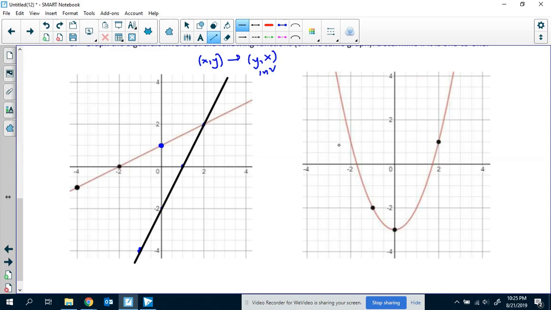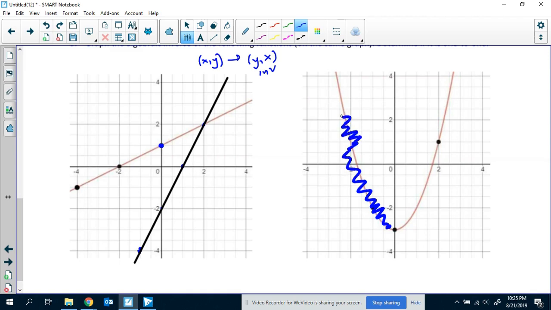Over here, notice that this doesn't pass the horizontal line test. That's a big problem. So since this doesn't pass the horizontal line test, what I'm going to have to do is restrict the domain. So I'm going to restrict everything. I'm going to pretend like this doesn't exist, unless I wanted to do an inverse relation, which would be a sideways parabola.